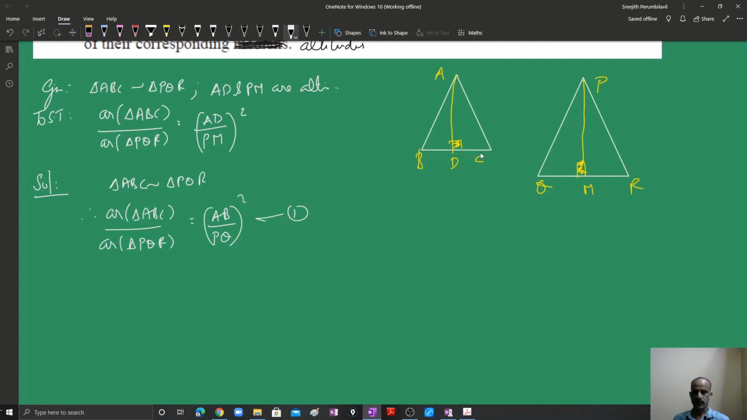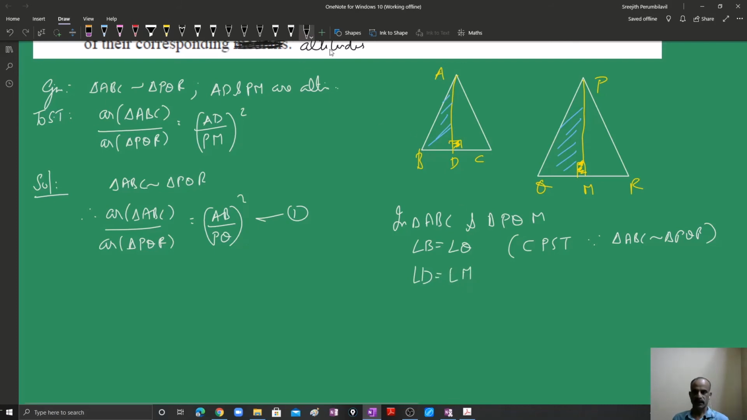Relation number 1. Now in triangle ABD and triangle PQM, the left-side triangles, same as the last case, angle B is equal to angle Q. Why? CPST. Reason: since triangle ABC is similar to triangle PQR. And also angle D is equal to angle M, both of them 90 degrees. So what do you conclude?